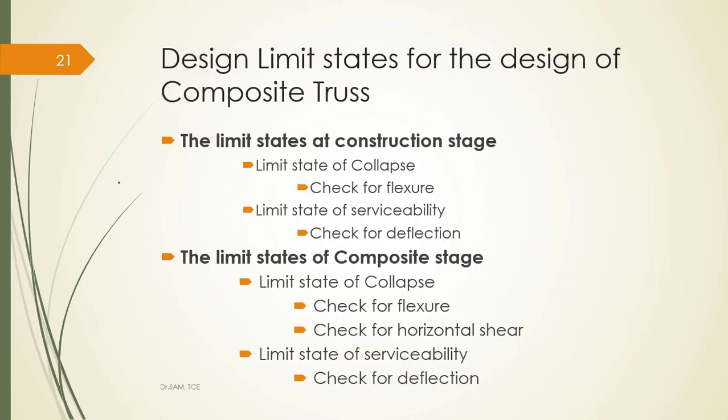The design limit states for composite trusses: there are two stages of design, the construction stage and the composite stage. In the construction stage, we have the limit state of collapse and the limit state of serviceability. We check only for fracture and serviceability deflection. Coming to the composite stage, you have to check for fracture as well as horizontal shear, from which you design a suitable shear connector, and finally you check the deflection in the composite stage. If the structure passes all the checks, then the structure is said to be safe to take the target force.